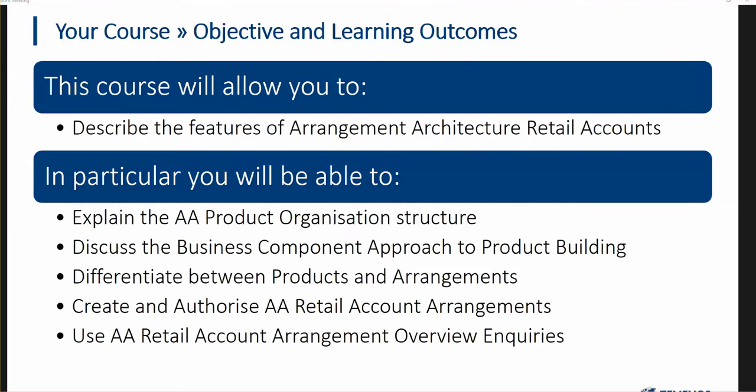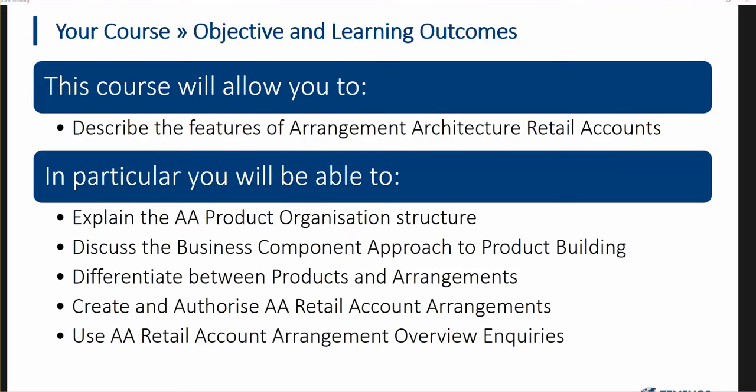Then we're going to look at the product organization structure for AA. Then we'll look at the business component approach. This business component approach is one of the main features of AA. Why is it different from, let's say, LD or AZ or AC accounts? And why are we recommending that customers move from the legacy module to AA? In this part, I will highlight the differences and explain why this business component approach is very important.